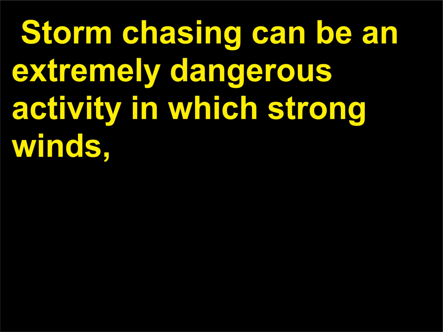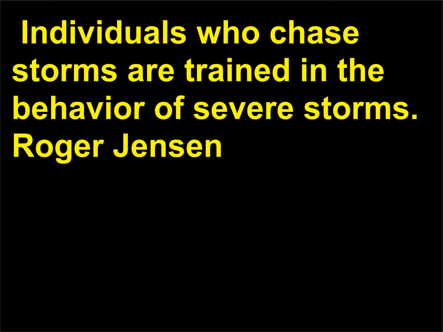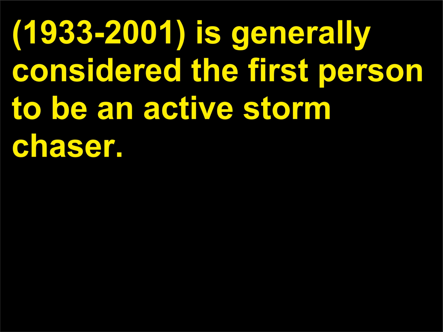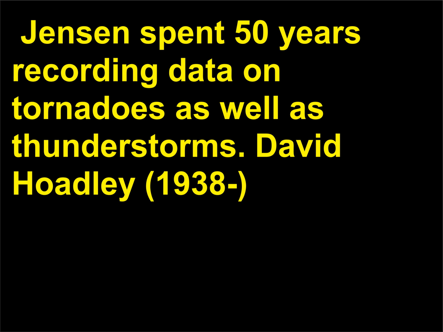Storm chasing can be an extremely dangerous activity in which strong winds, heavy rain, hail, and lightning threaten one's safety. Individuals who chase storms are trained in the behavior of severe storms. Roger Jensen, 1933-2001, is generally considered the first person to be an active storm chaser. A self-trained weather observer and professional photographer, Jensen spent 50 years recording data on tornadoes as well as thunderstorms.